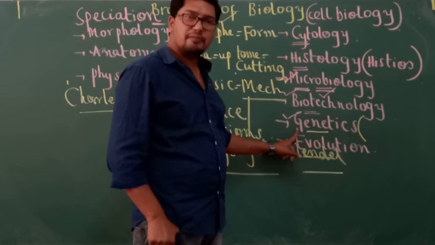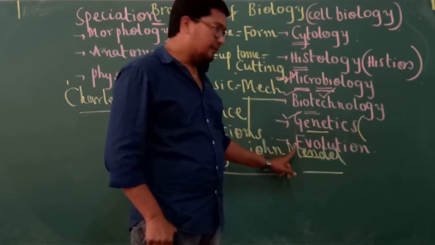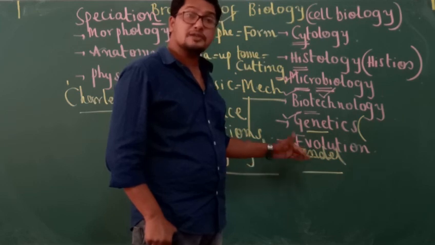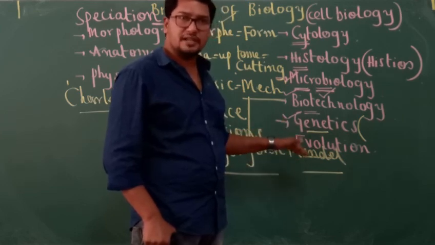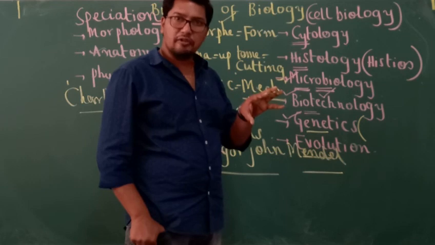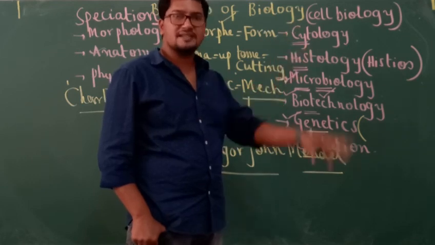Genetics is the branch of biology that deals with the process of inheritance and variation. Evolution deals with the process of speciation. What is speciation? The process of formation of new species from the pre-existing species.